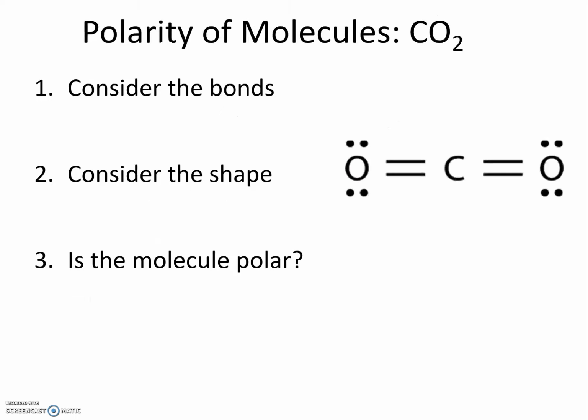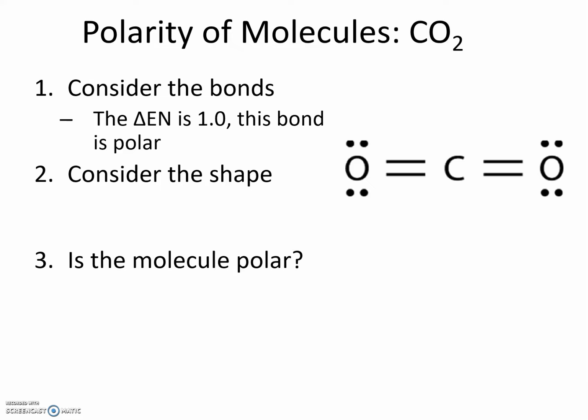So here's a second molecule, carbon dioxide. The first thing we want to do, obviously, is look at the bonds. In this case, we've got an electronegativity difference of 1 between carbon and oxygen, so the bonds are polar. Now we want to consider the shape.